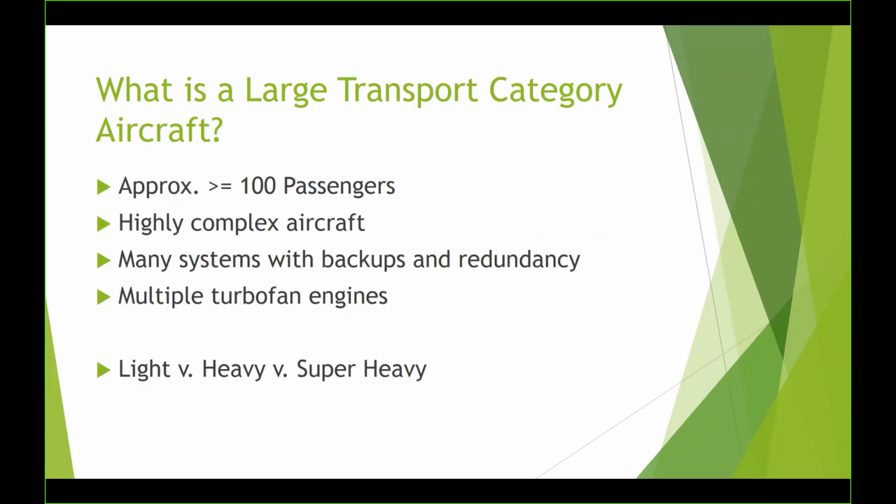A narrow body is typically a single aisle aircraft. A wide body is typically a two aisle aircraft. Most of your wide bodies are heavy airplanes. They have higher wake turbulence, more turbulence behind them. There is one narrow body aircraft that's classified as a heavy, however.